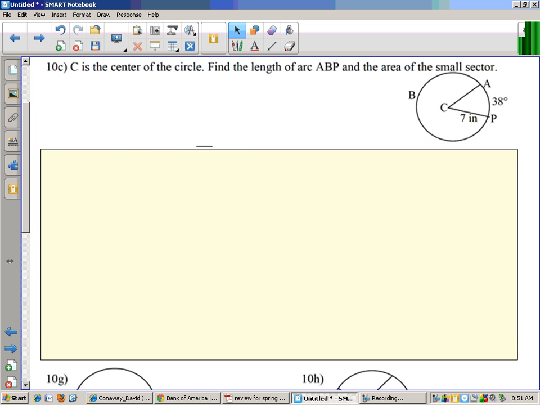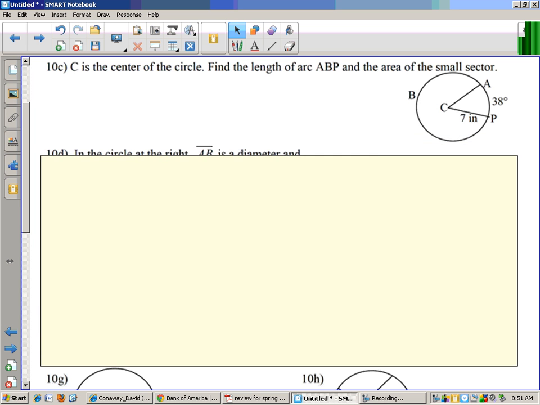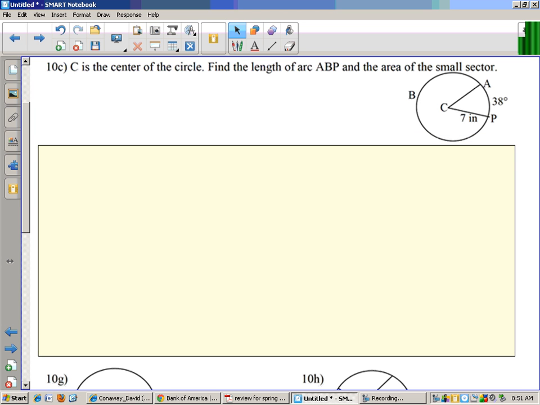Okay, C is the center of the circle. Find the length of arc ABP and the area of the small sector. Now, this will be where I differ from your teachers if you're not Mr. Conaway's student. Yes, there are formulas for this. I think it's kind of archaic to try to memorize these formulas when you can just figure it out using proportions.